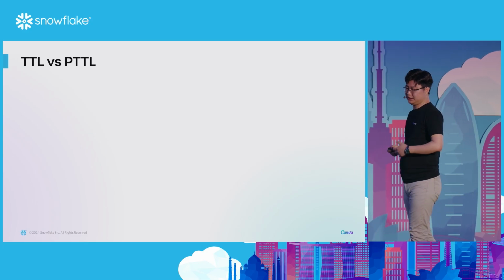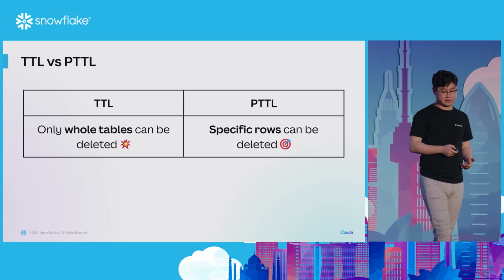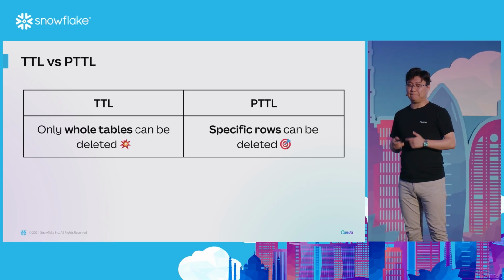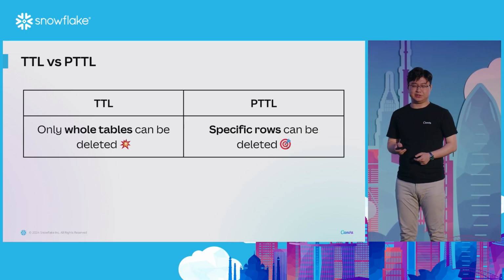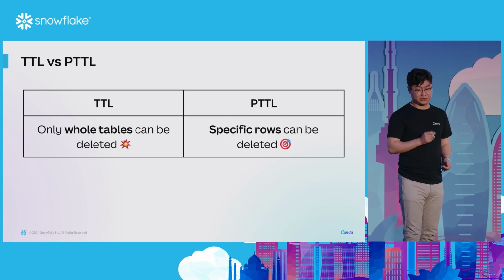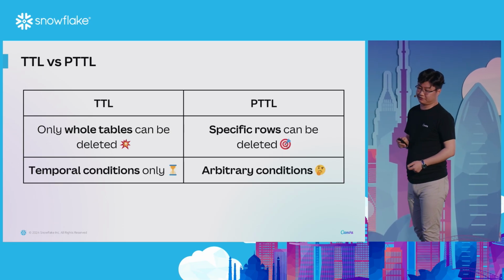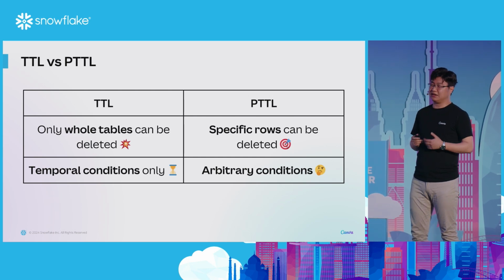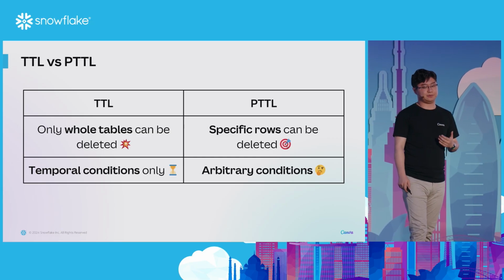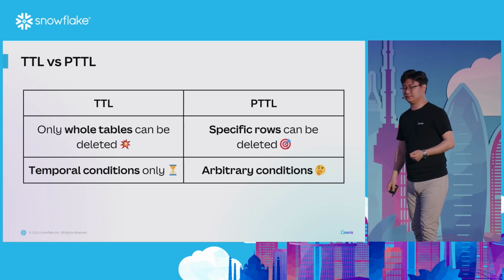Now that we're equipped with an understanding of what TTL and PTTL are, what are the differences between the 2 techniques? First things first, only whole tables could be deleted with TTL. However, PTTL provides you additional granular control with the row access policy to target specific rows within your table to be deleted. That then brings us to our second point of comparison, which is TTL mainly handling temporal conditions only. You could theoretically expand the tag-based process of TTL to support more conditions, but with PTTL, it's easier to handle arbitrary conditions right out of the box.